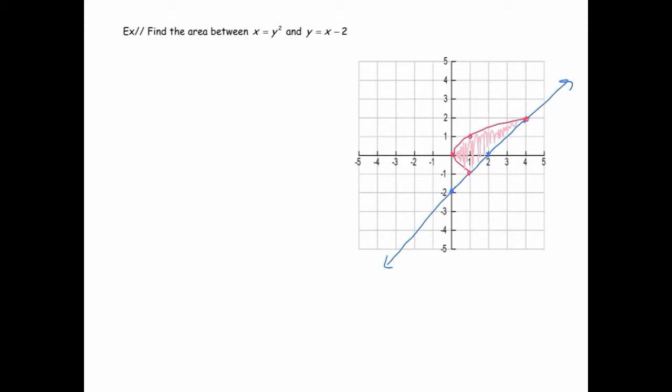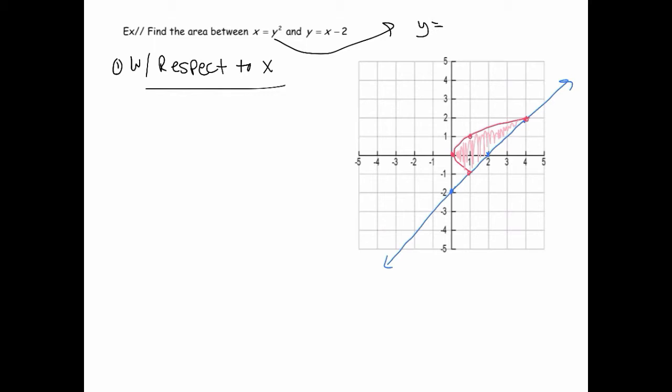So let's go about this as though we're going to integrate with respect to x. So I'm going to write with respect to x approach. In order to do that, we need to describe the functions in terms of x. So y equals x minus 2 is done, but the curve x equals y squared is not expressed as a function of x. So in order to do that, we got to solve for y. If you square root both sides, you get y equals plus or minus the square root of x.